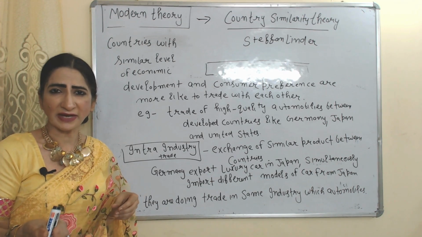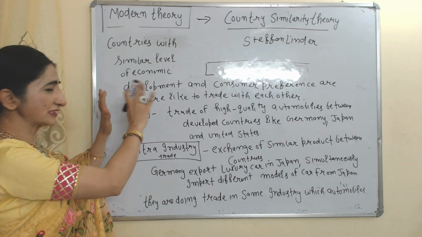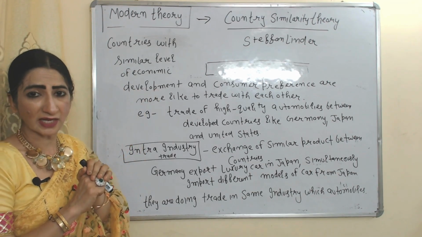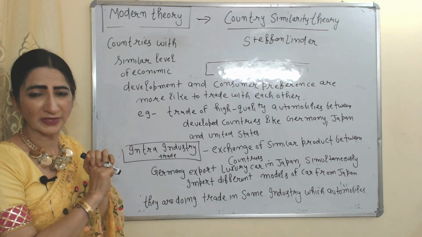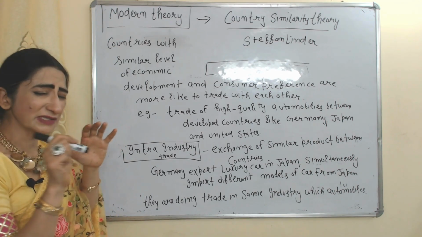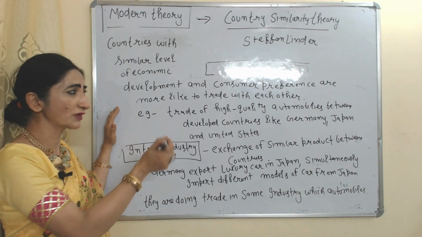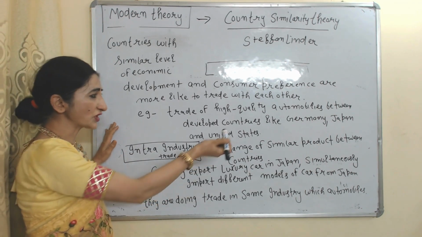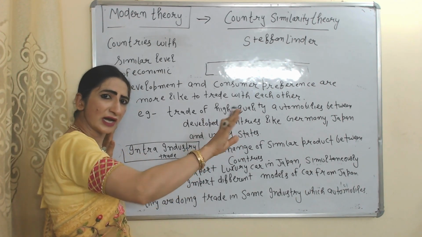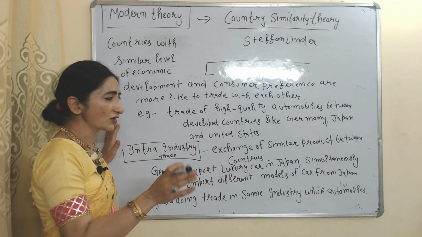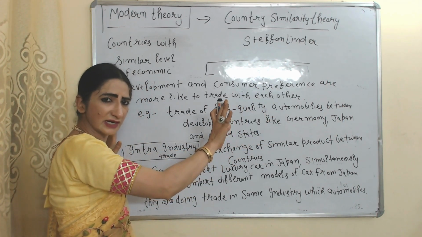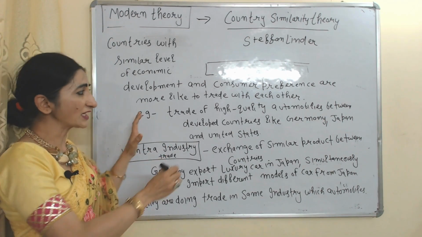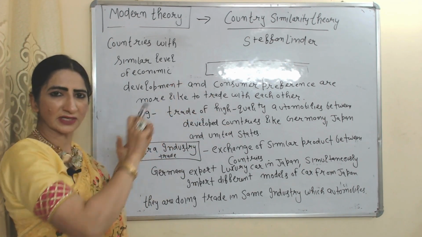Next modern theory is country similarity theory. This theory is given by Staffan Linder. According to this theory, countries with similar level of economic development and consumer preference are more likely to do trade with each other. As we know, Germany, Japan and United States all are developed countries. That means economic development is similar in all these three countries. That's why Germany, Japan and United States are trading high quality automobiles between each other.